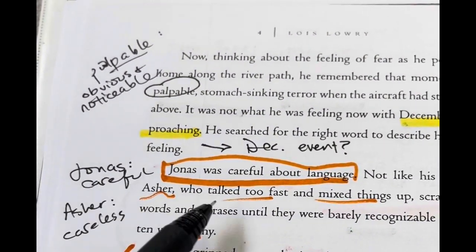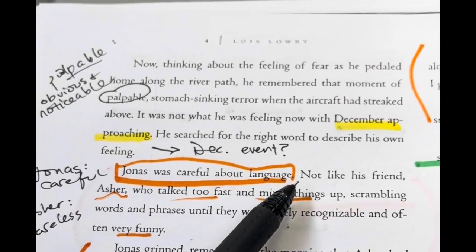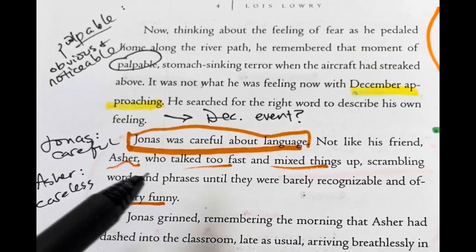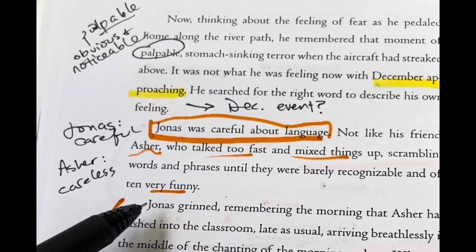All right. Jonas was careful about language, not like his friend Asher, who talked too fast and mixed things up, scrambling words and phrases until they were barely recognizable and often very funny.